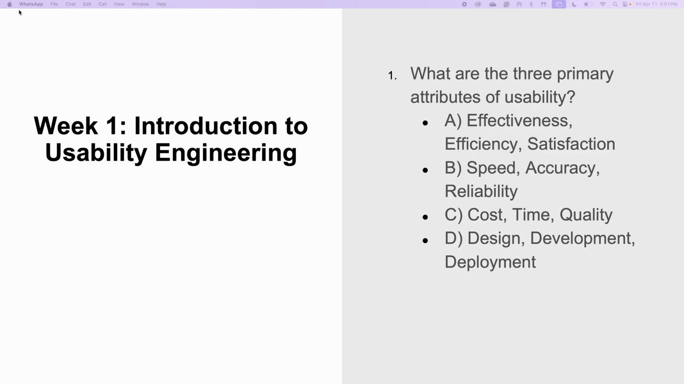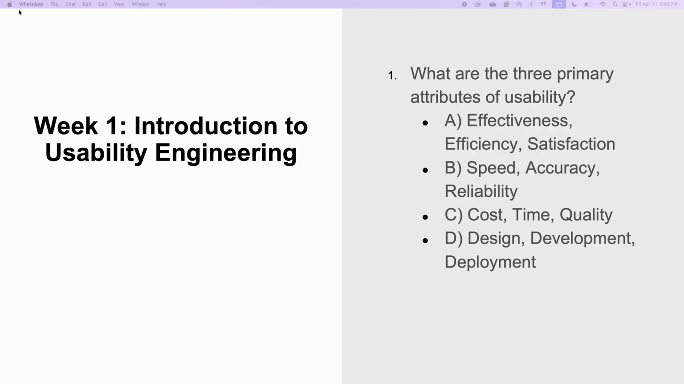Option A is effectiveness, efficiency, satisfaction, and option B is speed, accuracy, and reliability. Option C is cost, time, quality, and D is design, development, and deployment. Please pause the video wherever you are watching and try to answer yourself. Meanwhile, I will provide the explanation in just a few seconds. So please pause the video and attempt it yourself, and then I will provide the answer.